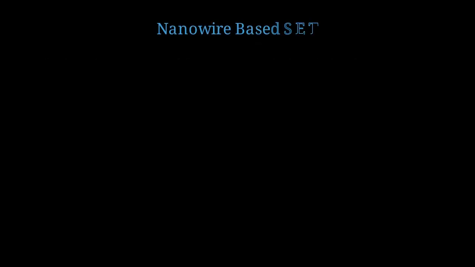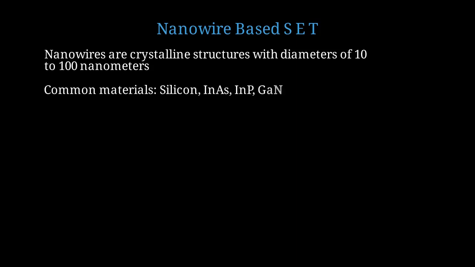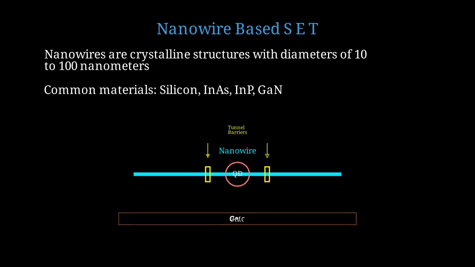Now let's turn to nanowire-based single electron transistors. These are one-dimensional nanostructures that offer unique advantages. Nanowires are crystalline semiconductor structures with diameters ranging from 10 to 100 nanometers and lengths up to several micrometers. Common materials include silicon, indium arsenide, indium phosphide, and gallium nitride. These can be grown using techniques like vapor-liquid-solid growth. In a nanowire SET, the quantum dot is formed within the nanowire itself, typically by creating tunnel barriers through local gates or by introducing defects. The entire device is essentially one-dimensional.